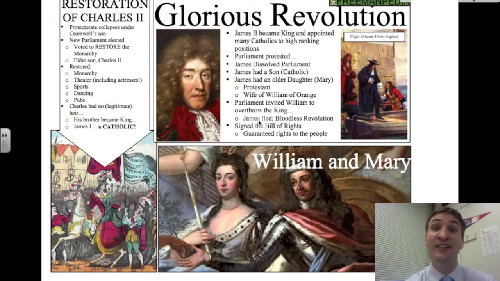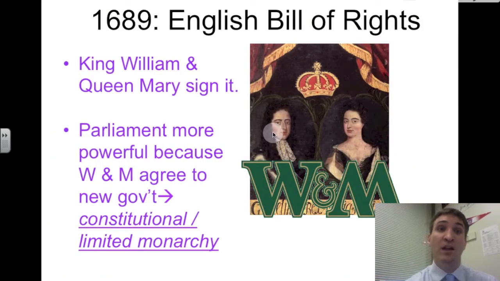And William and Mary take power in England. And they agree to share their power. Here's Mary, here's William, and they're sharing power with Parliament. And they agree to sign the English Bill of Rights, which guarantees rights to the English people. So in 1689, these two, whom William and Mary, the college in Virginia, are named after, sign the English Bill of Rights, and Parliament becomes more powerful, and there is a constitutional or limited monarchy now in England.